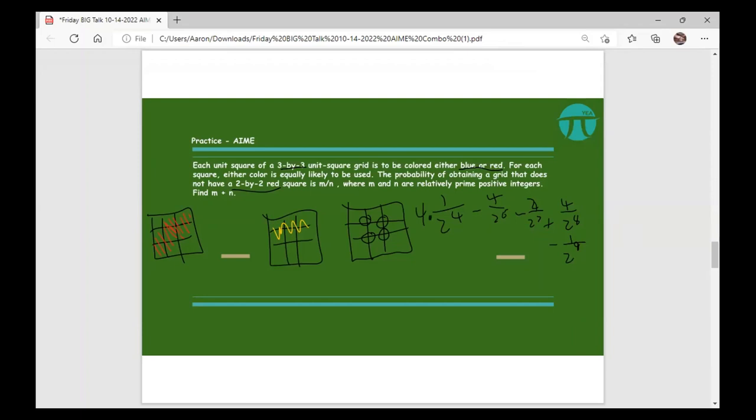So now if you calculate all of this together, you find that this is equal to, I believe, 95/512. However, this is the opposite of what you want, because this is the probability of a red square, but you want the probability of not having a red square. So 1 minus this is just 417/512. And of course, like AIME formats, it says it's in the form of m over n, and then it wants m plus n. So it's just 929. And so that's this question.